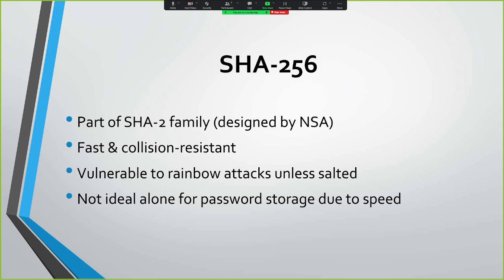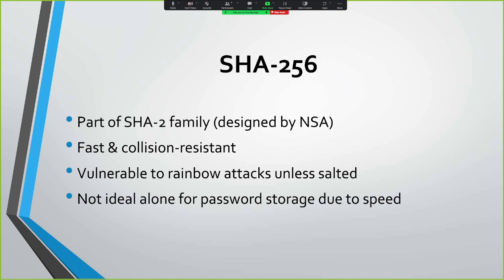Now, the fourth hashing algorithm that I wanted to cover is SHA-256, or Secure Hashing Algorithm 256. It was designed by the National Security Agency and published by the National Institute of Standards and Technology in 2001, and is among several versions of the SHA-2 family.